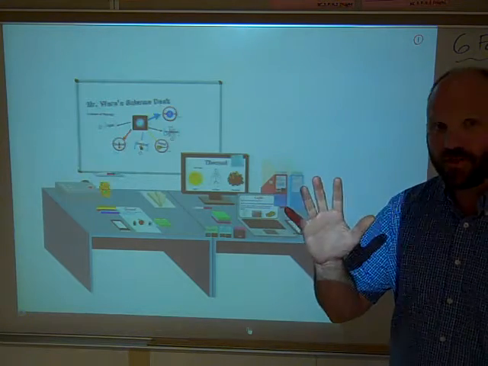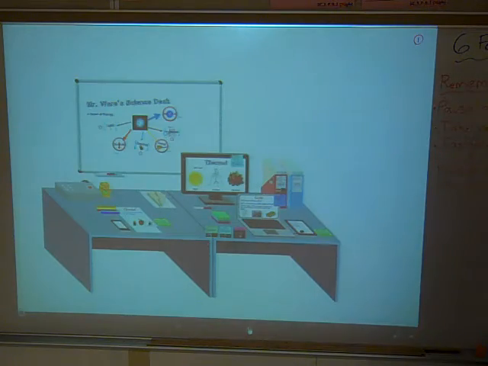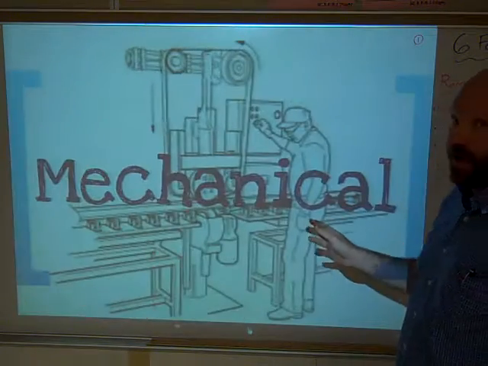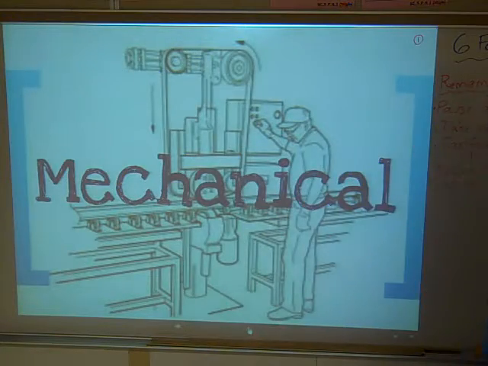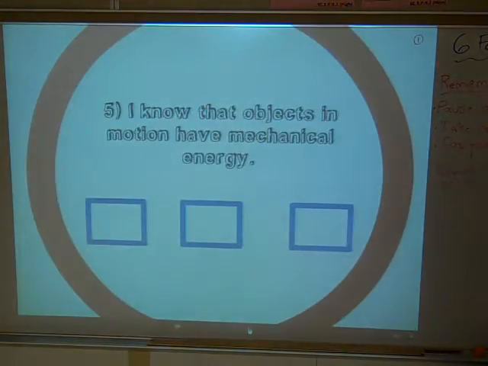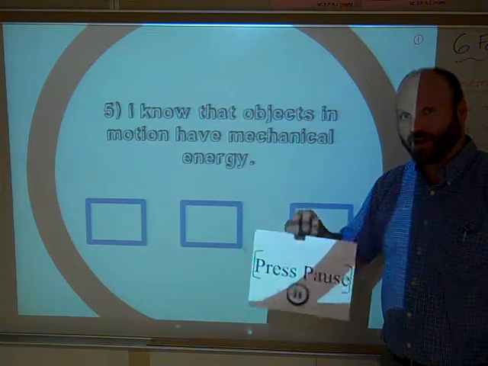We are on our fifth out of six forms of energy, and today we are talking about mechanical energy. So make sure you have your notebook and your pen ready, because we're going to go ahead and write down our learning goal for today. This is learning goal number 5. I know that objects in motion have mechanical energy. Go ahead and write down that learning goal.